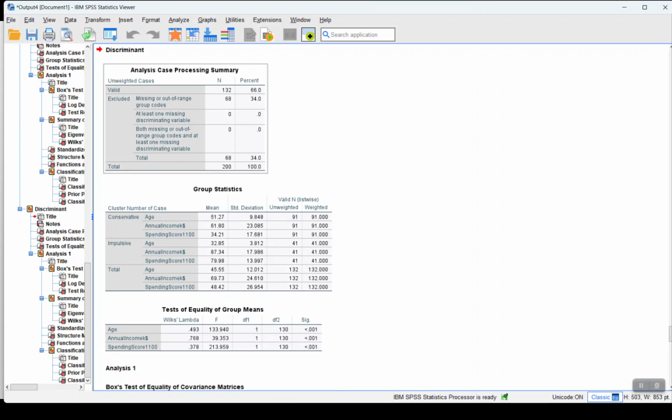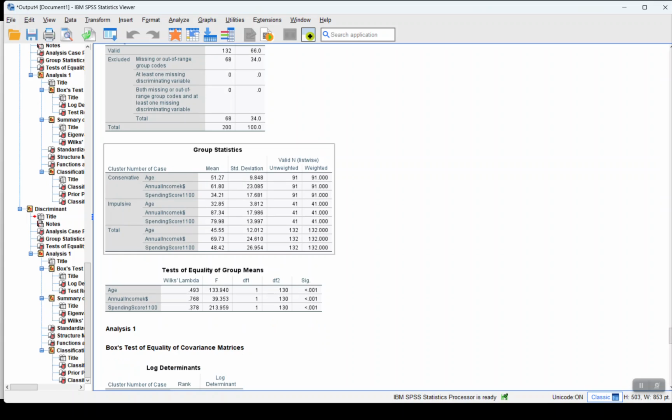This basically gives us an output with multiple tables, which you can read through a document that I will be sharing, created by UCLA. It has an annotated version of discriminant analysis, and that will help you understand these tables and how to interpret them. The first one is the analysis case processing, where we see there are 132 valid entries, and 68 were missing or out of range codes, which is concerning with respect to the data we have. It is a dummy one.